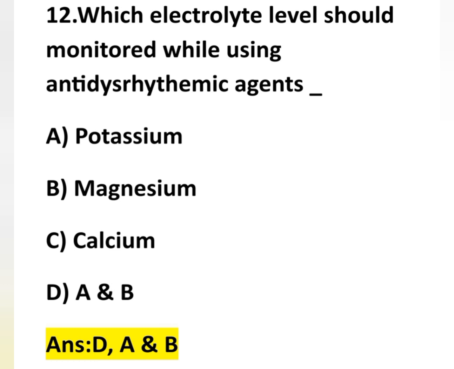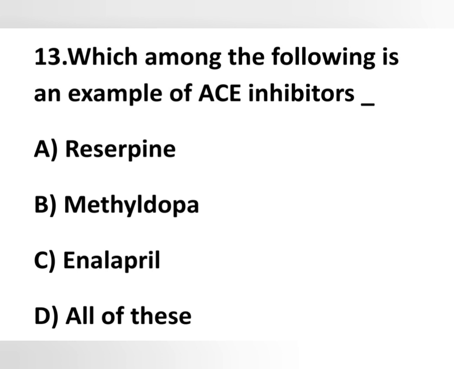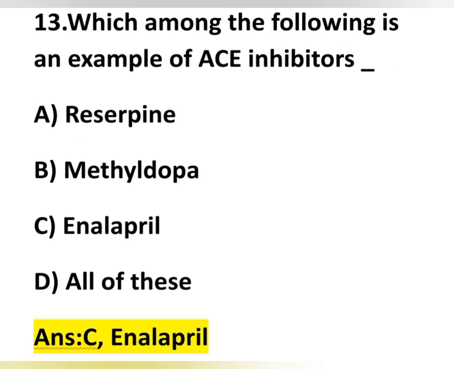And the next question, question number 13. Which among the following is an example of ACE inhibitors? And options are: option A, reserpine, option B, methyldopa, option C, enalapril, and option D, all of this. Here, option C, enalapril, is an example of ACE inhibitors. ACE inhibitors means angiotensin converting enzyme inhibitors. They mainly help to relax the arteries and veins of the heart and help to lower the blood pressure.